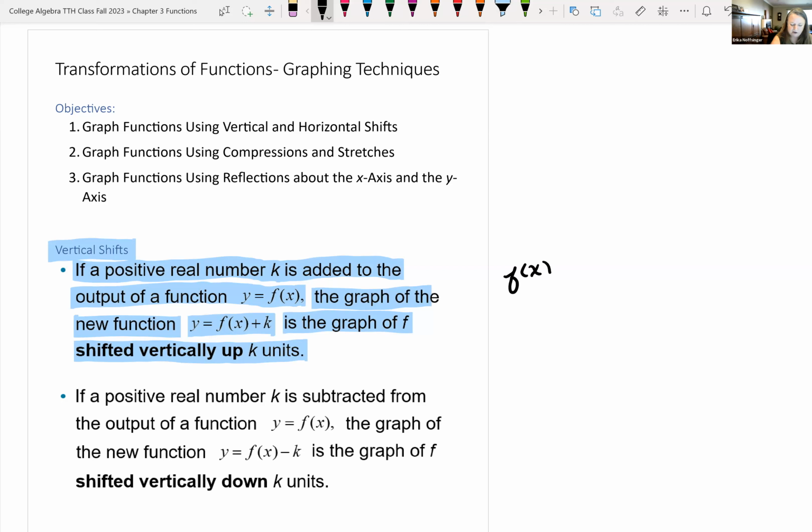So let's look at a quick example. You should know what the graph of f of x equals x squared looks like. It's a parabola shape. The vertex is at 0, 0. Plug in 1, you get 1. Plug in -1, you get 1. Plug in 2, 2 squared is 4, etc. -2, we get 4. So we get this graph that looks like this.